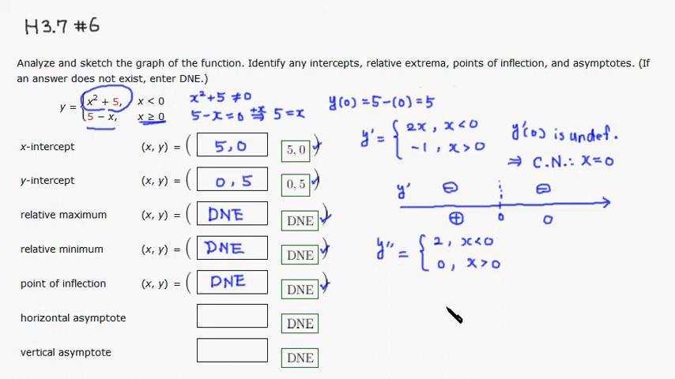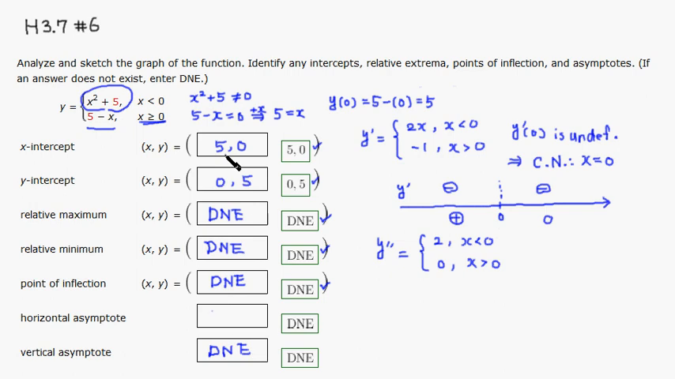As for horizontal asymptote and vertical asymptote, you can see that a vertical asymptote will not happen, because this function does not blow up or shoot down to negative infinity anywhere. So therefore, a vertical asymptote does not exist.